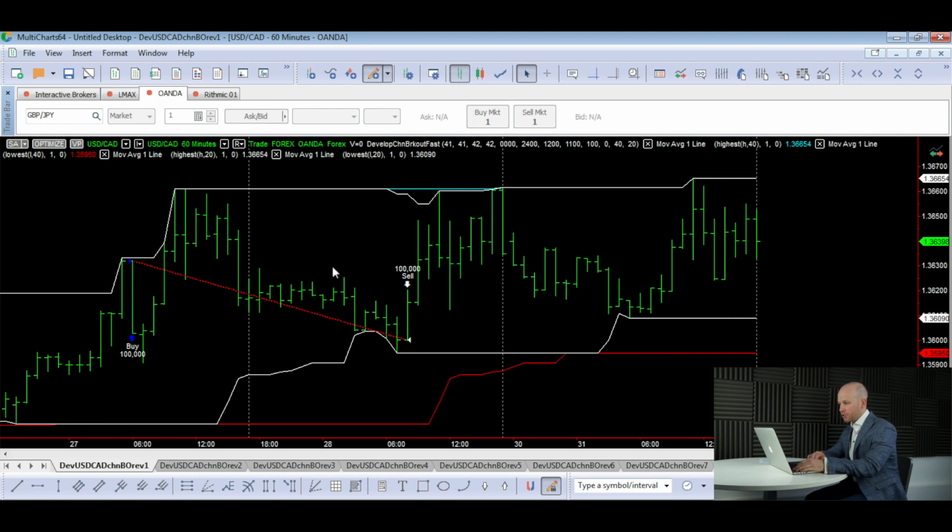Now, this is showing the original rules. So what this is doing is it's buying breakouts above the upper channel and selling short breakouts below the lower channel. So if we look at this bar here, see where my mouse is, this is where we've entered, because this bar here is the setup bar.